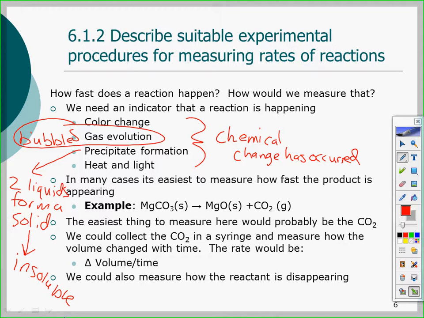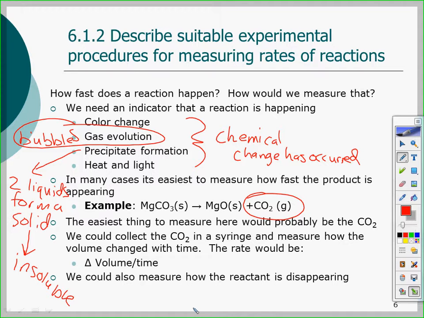All right. In many cases, it is easiest to measure how fast the product is appearing. And we did that. We all did that. We did somewhat similar example of this equation right here, where you form the carbon dioxide gas. You measure how much is given off, how much you lost in a reaction. It's very easy to measure. There's another way to do it. The easiest thing to measure here would be probably the carbon dioxide.